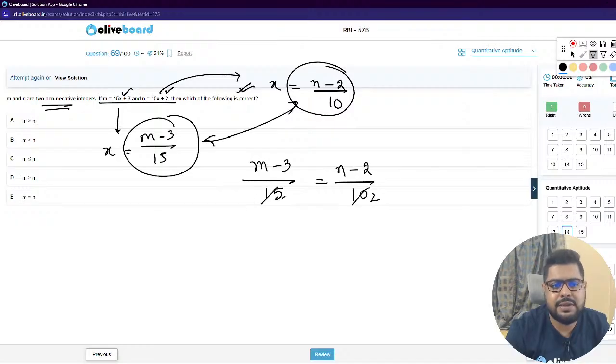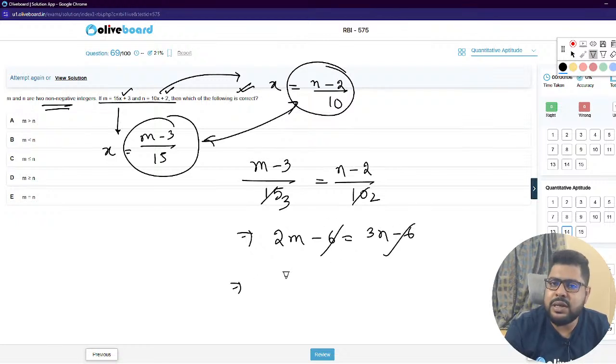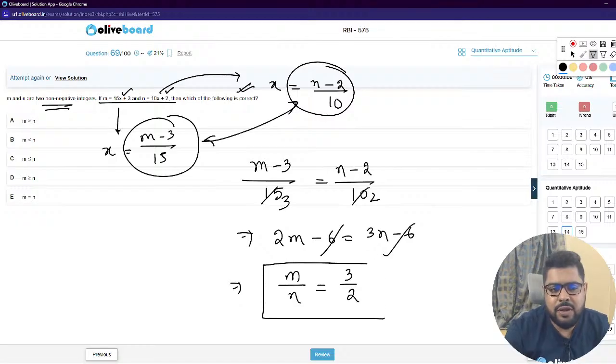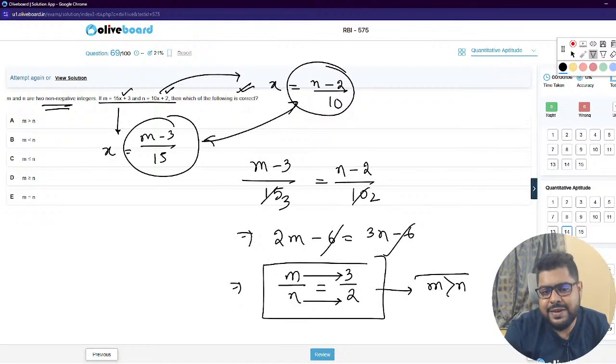This is 2, this is 3. So, you see 2m minus 6 is equal to 3n minus 6. So 2m equal to 3n. So m by n is equal to 3 by 2. Meaning m is 3, n is 2. Conclusion, m is always greater than n.